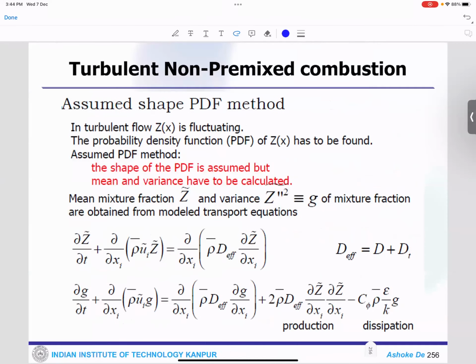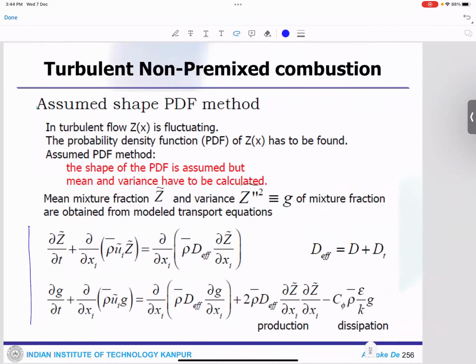Okay, so now what happens is that, as I said, it's a presumed PDF, and that means my definition of the PDF or the calculation of the PDF is done a priori. So before you start your actual computation, you have already done this calculation, and you solve these equations in a turbulent flow field, and then every moment for a particular location and particular time, based on your value of Z and Z variance, you estimate back your properties.